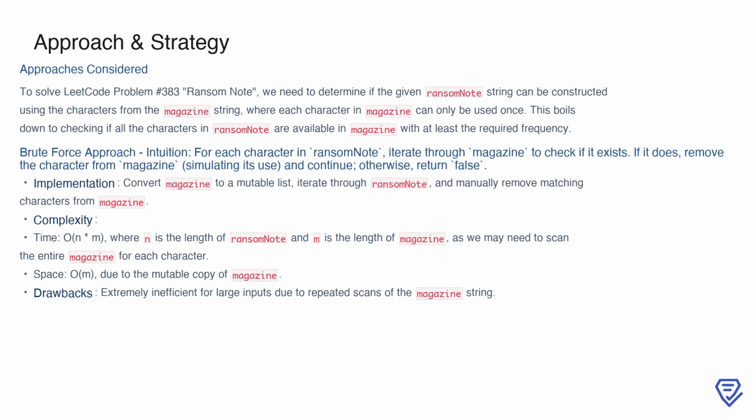While this method is simple to understand, it's highly inefficient for large inputs because for every character in ransom note, we may need to scan the entire magazine. This results in a time complexity of O(n * m), where n is the length of ransom note and m is the length of magazine. Additionally, creating a mutable copy of magazine adds an O(m) space overhead. These inefficiencies make the brute force approach impractical for larger datasets.